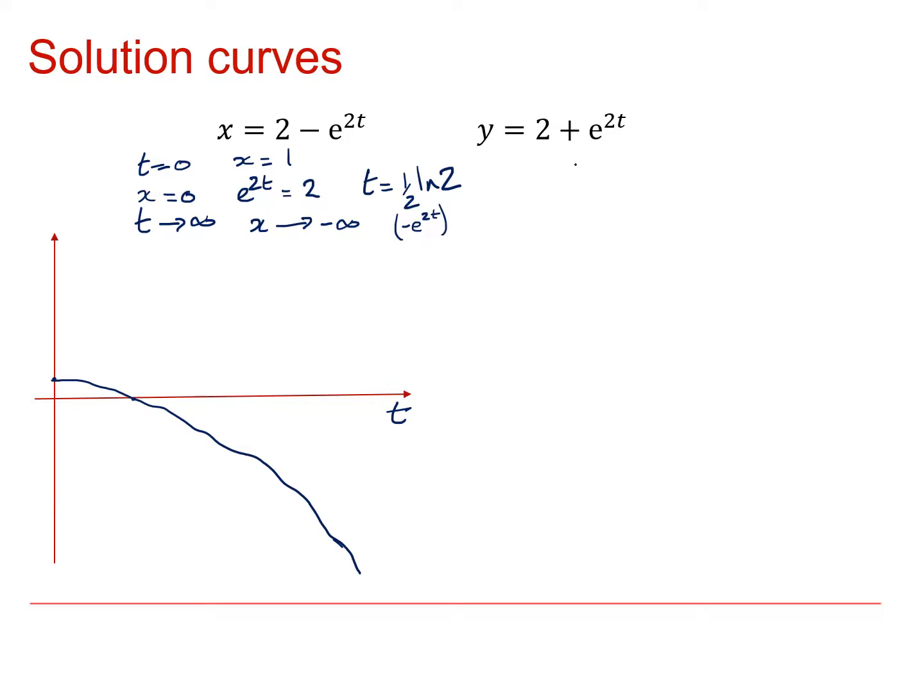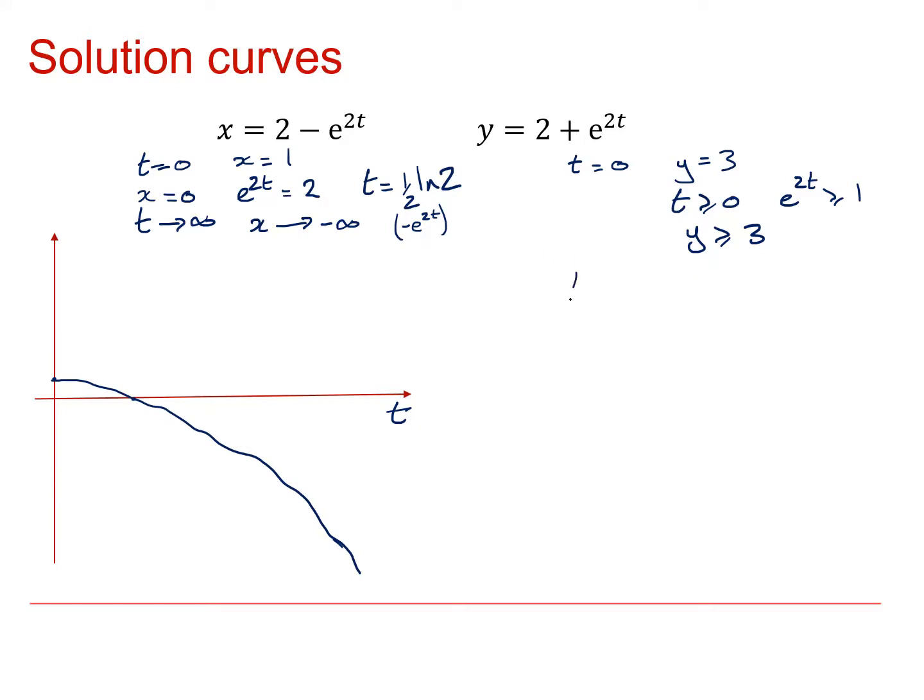Looking at y, a similar idea: t equals 0, y is equal to 3. Again, we can get it from this equation, but we also know it from the initial conditions. We also know that if t is greater than or equal to 0, then e to the 2t is greater than or equal to 1, and so y is greater than or equal to 3.